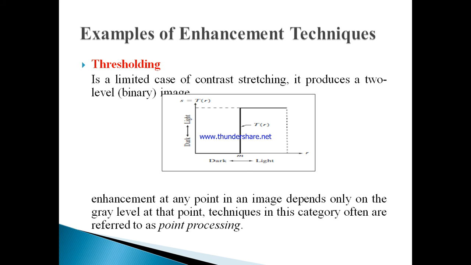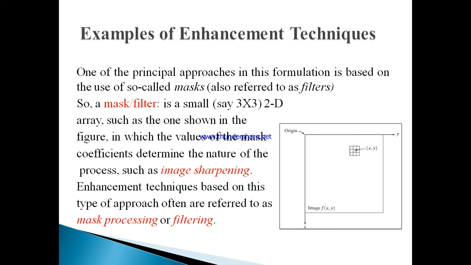So next one is thresholding. In the last case we saw that we expand the whole range of values present, but in the case of a threshold we will just vary the gray level at that point, and each and every point will be processed. So this process can also be called point processing.